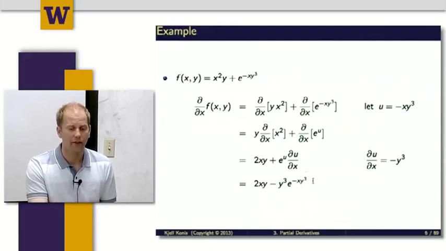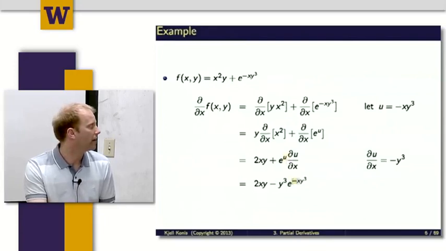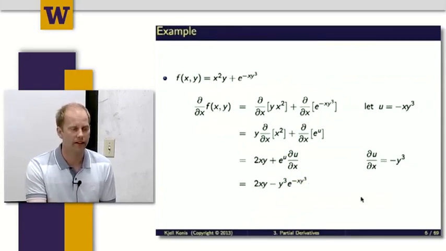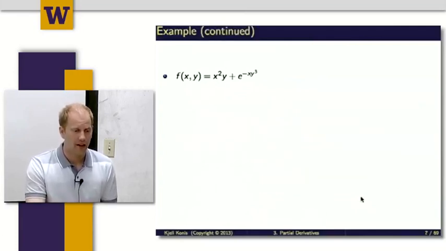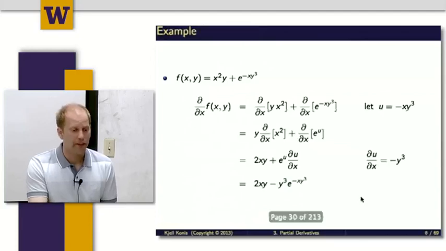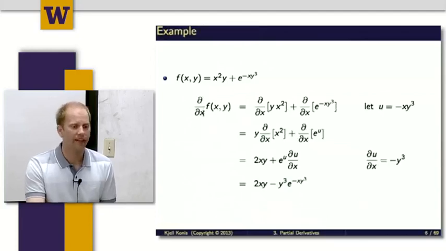And then I just have to reverse my substitution. So I'm going to replace this u right here with minus xy cubed. And I end up with 2xy minus y cubed times e to the minus xy cubed. So that was the derivative with respect to x.